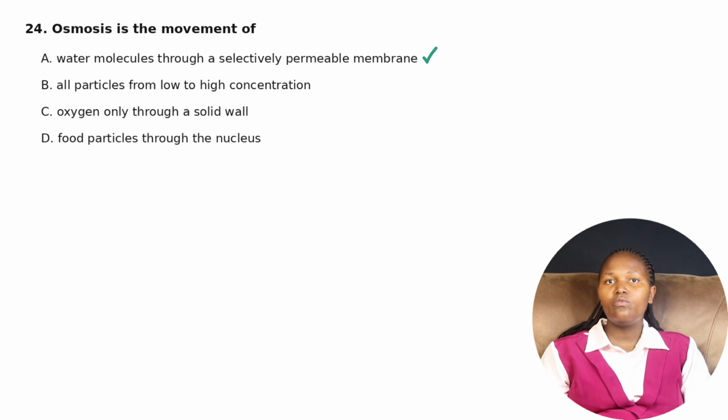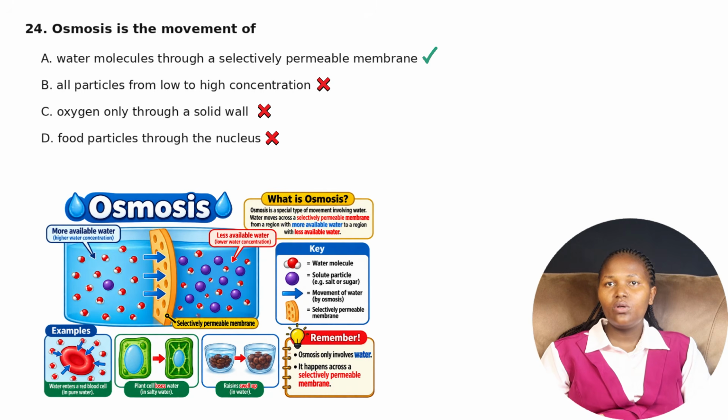Osmosis is the movement of water molecules through a selectively permeable membrane. Osmosis is a special type of movement involving water. So mostly when we talk about osmosis, we are talking about water. And in simple terms, just look at it as water moving across a selectively permeable membrane from a region with more available water to a region with less available water. Then now we go to question number 25.